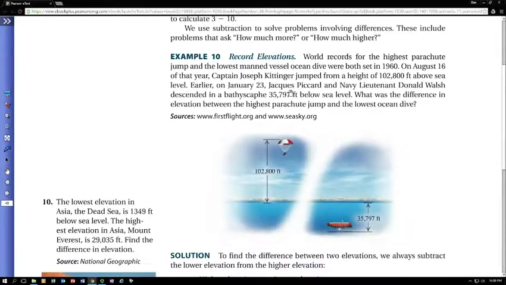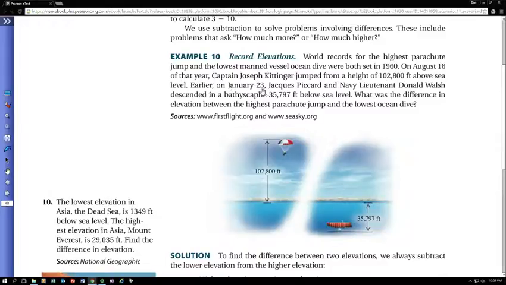Well, in this case here, they're talking about world records. Let's read this, I guess. The highest parachute jump and the lowest manned vessel ocean dive were both set in 1960. On August 16th of that year, Captain Joseph Kittinger jumped from a height of 102,800 feet above sea level. Now that's been broken, just a couple years ago. A guy jumped from space, really, and I don't remember how high that was.